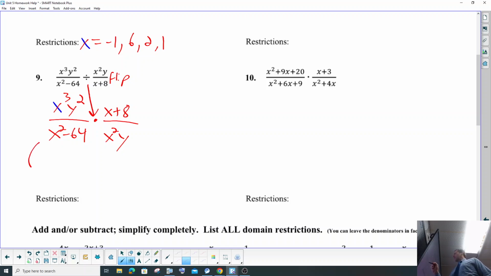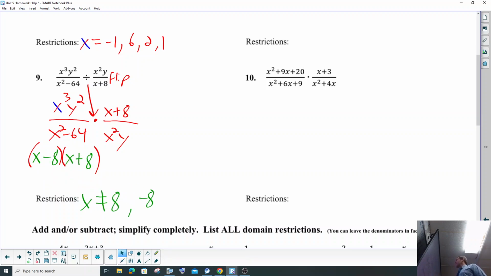Good. And then what is x squared minus 64? Pause me. What does that factor into? It factors into x minus 8 and x plus 8, negative and positive, right? Remember, there's no middle term. So x can't equal a positive 8 or a negative 8. Those would both be bad. Before we flipped it, we also had a negative 8 there, but that's already given right here, so we're okay.